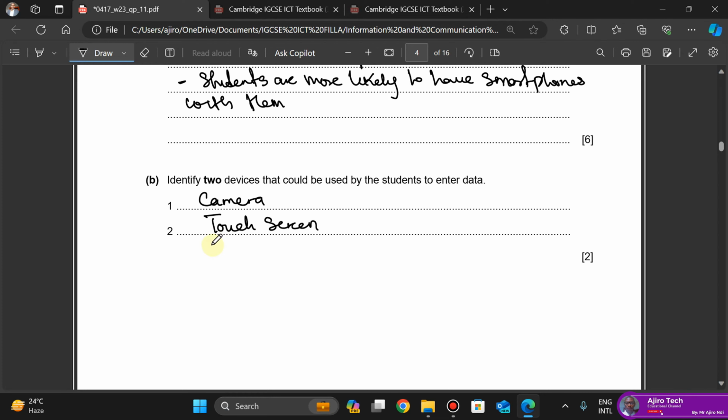I think the microphone, and they also have a virtual keyboard. So we have three here: the microphone, and the virtual keyboard.